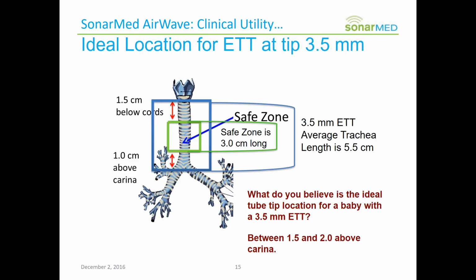Let's talk about a 3.5 millimeter endotracheal tube. The average tracheal length for a baby using that size tube is 5.5 centimeters. So now my safe zone just got a little bit bigger. Again, I want to be 1 centimeter above the carina and at least 1.5 below the cords. So I have a safe zone of about 3 centimeters. Where do you want the tip of the tube then? Now I can say if it's at 1.5 above the carina, I'm okay. And even edging up to 2 above the carina, I still have a little bit of room for movement while still being safe.